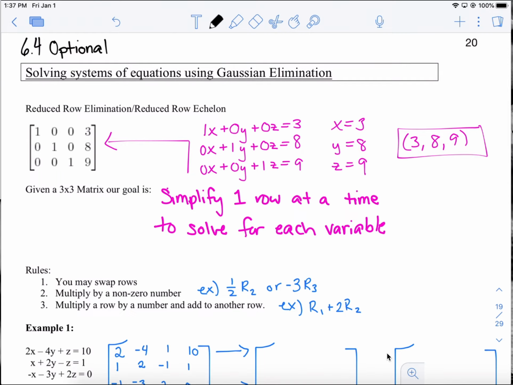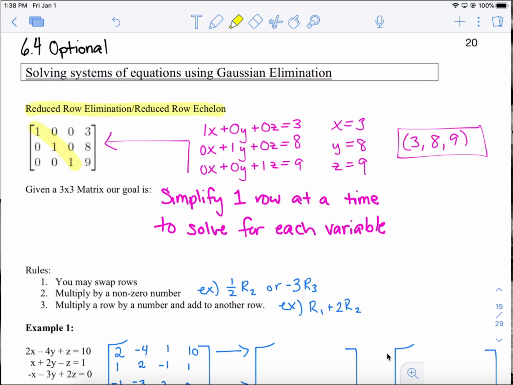This is called Gaussian elimination. It basically means we are going to use a matrix to simplify a system of equations, and we're going to do that without any variables by changing one row at a time, okay, or two rows at a time. So when we do this, here's your goal. Your goal is to get your equation, or your matrix, down into what is reduced row echelon form. That means that you will have ones on the diagonal and everything else will be zero.